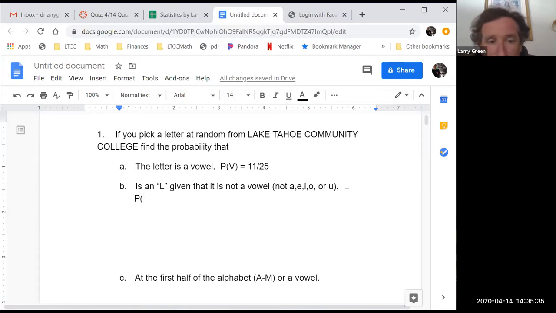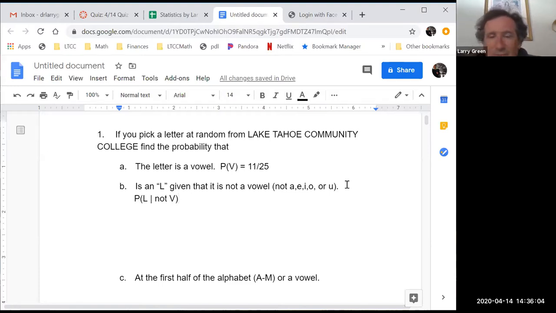So it's the probability of getting an L. It's a given, remember, that was that little vertical line, not vowel. I'm going to use V for vowel. Since there's no confusion, there are no V's in Lake Tahoe Community College anyway, so we'll be all right. So that's what we want. Given it's not a vowel, and that's important.